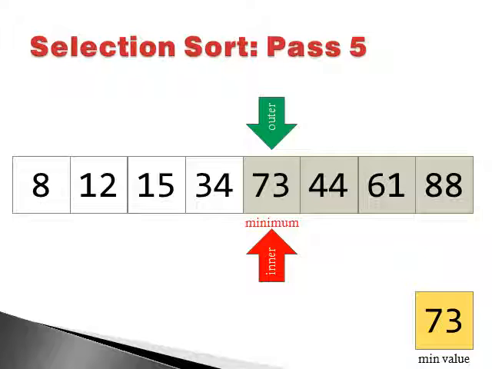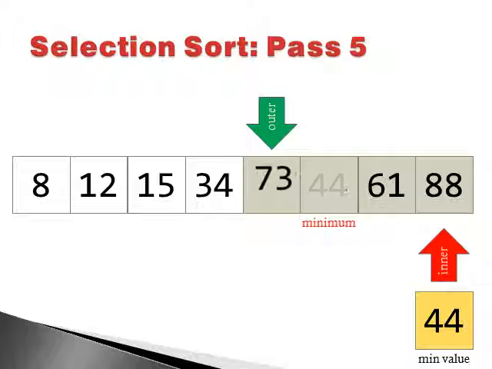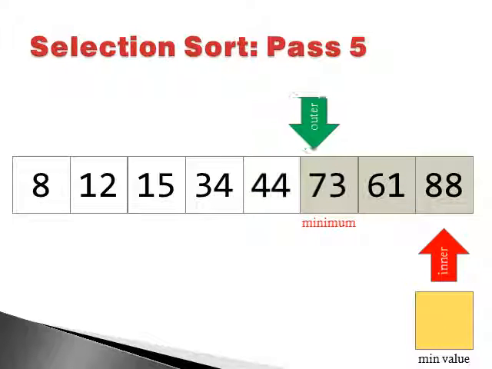So the minimum value so far is 73. Move to the next index. 44 is less than 73, so I move the marker and change the minimum value. 61 is greater than 44. 88 is greater than 44. So the lowest number I have of what's left is 44. So I move 73, because that was in the selected index, to where 44 was. Move the minimum value into the selected index, and I've sorted the next number.